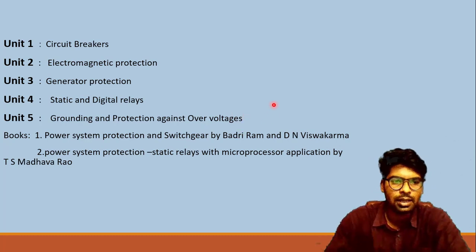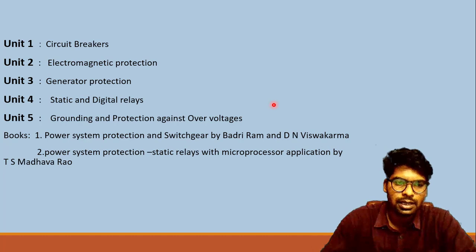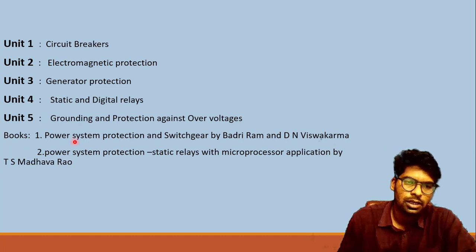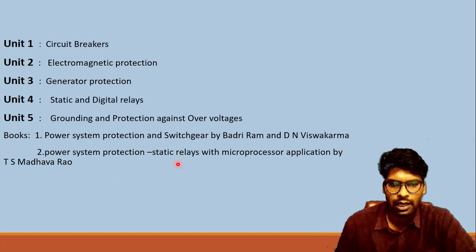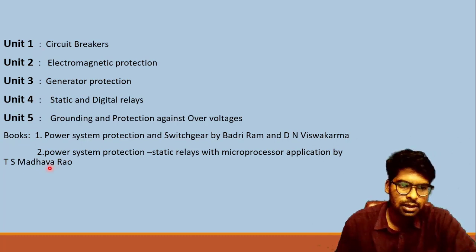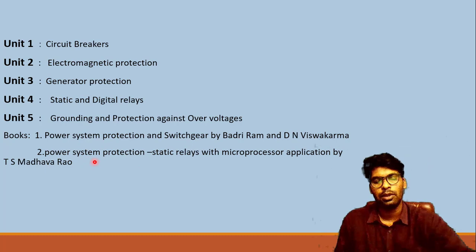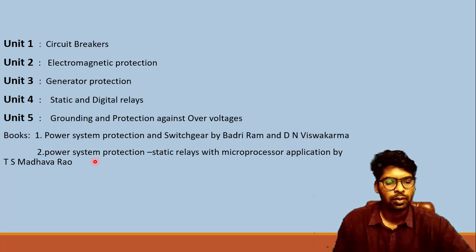For your semester, the prescribed book is Power System Protection and Switchgear by Badriram and D.N. Vishwakarma. The second book, about relays and microprocessors, is based on the fourth unit, which is very important. So the second book is preferable: Static Relays with Microprocessor Application by T.S. Madhavrao. We have many applicable books, like J.B. Gupta, which is a good book. And later we have Padiyar, another book for power system protection.